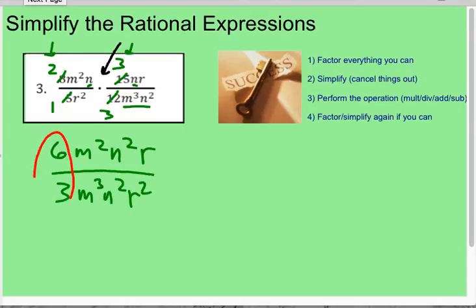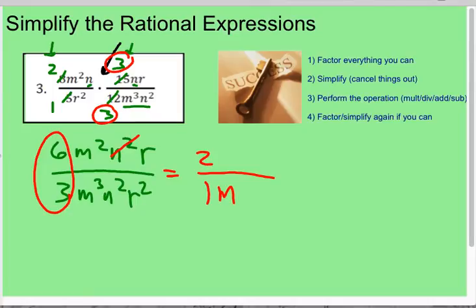So, the 6 and the 3, I can reduce that. You probably could have reduced it right away. 3 divided by 3 is 1, but whatever. 6 over 3 is the same as 2 over 1, so I'll just write it as 2 over 1 for right now. Where do I have more m's? In the denominator. How many more? Subtract your exponents. You have one more, so that's m to the first, or just m.